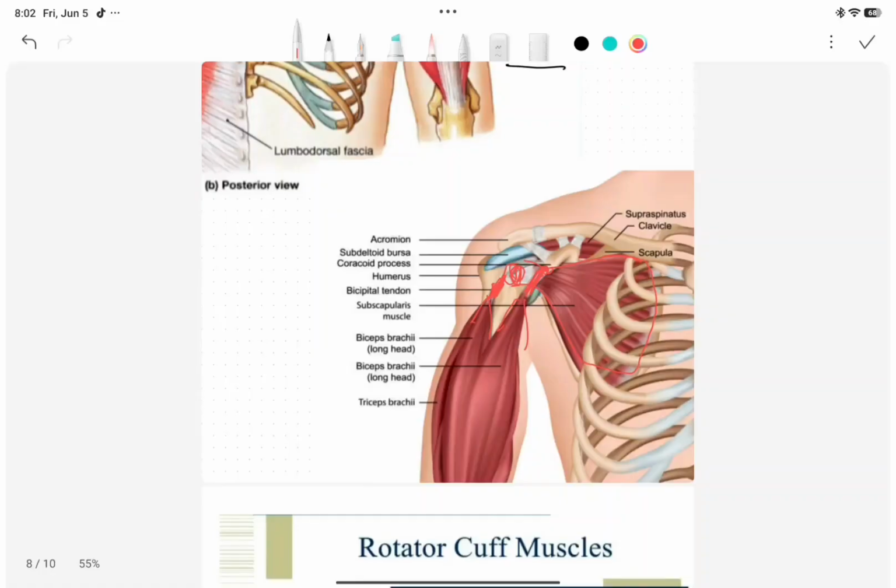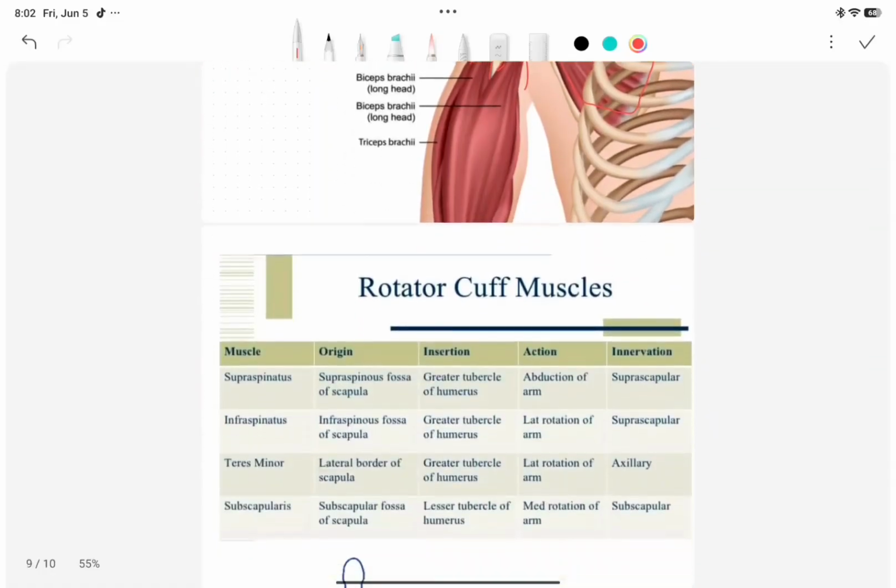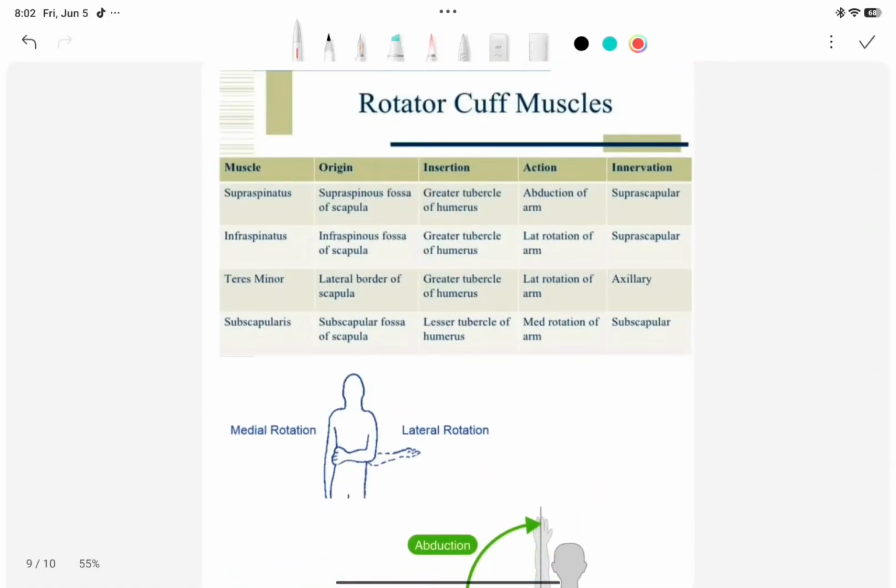Now let's go to the rotator cuff muscles. There are four rotator cuff muscles: supraspinatus, infraspinatus, teres minor, and subscapularis. The supraspinatus originates from the supraspinous fossa of the scapula. The infraspinatus originates from the infraspinous fossa of the scapula. Teres minor originates from the lateral border of the posterior side of the scapula. Subscapularis originates from the subscapular fossa of the scapula.